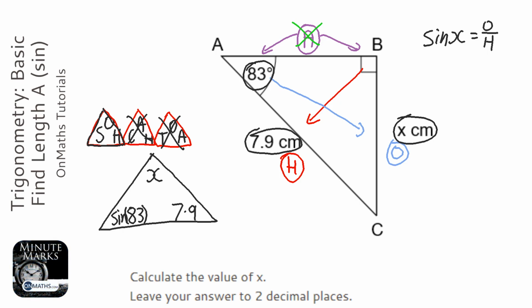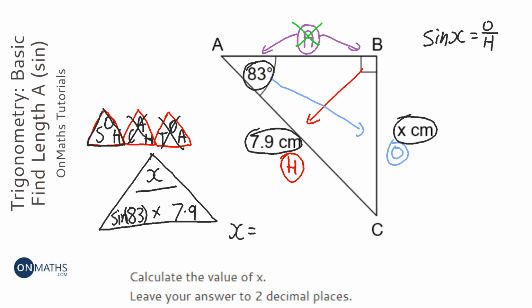Now the way of doing this triangle, just like speed, distance, time triangle or pressure or density triangle, is if you are looking for the one at the top, you times the two at the bottom. So we're looking for the one at the top, which I'm going to call X, and in fact is called X, and I'm going to do sine 83 times 7.9.